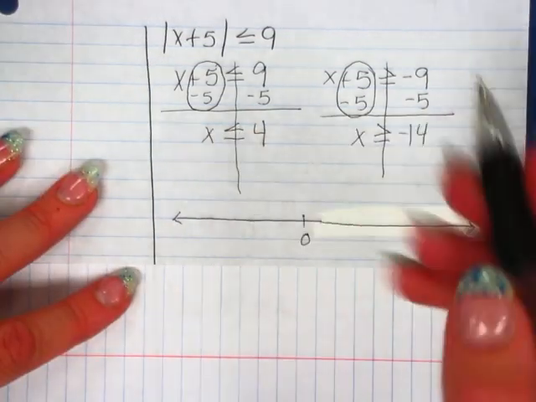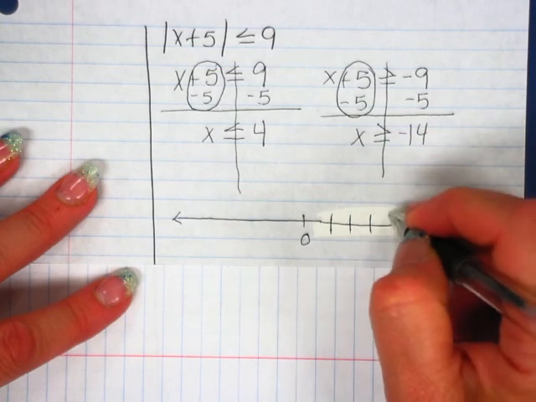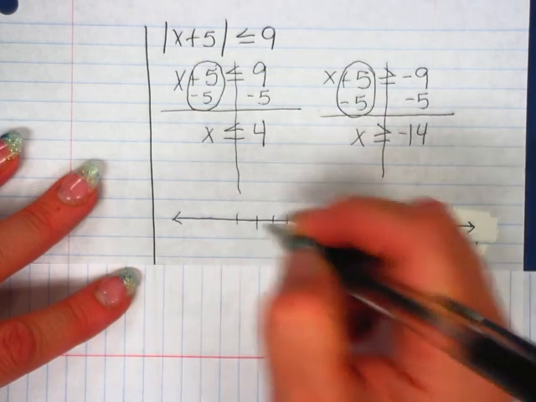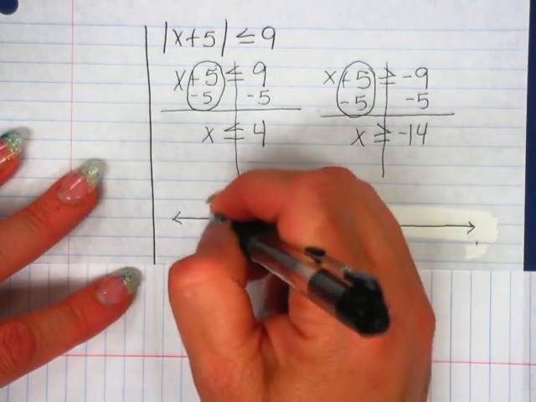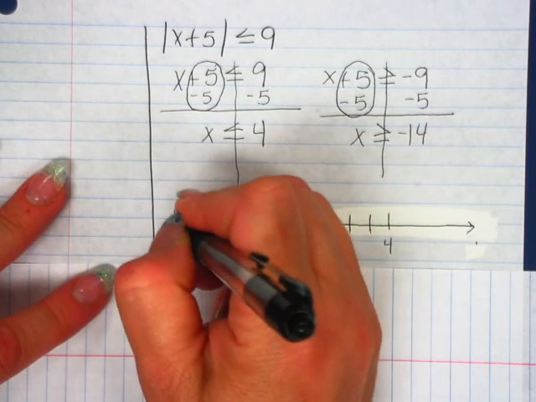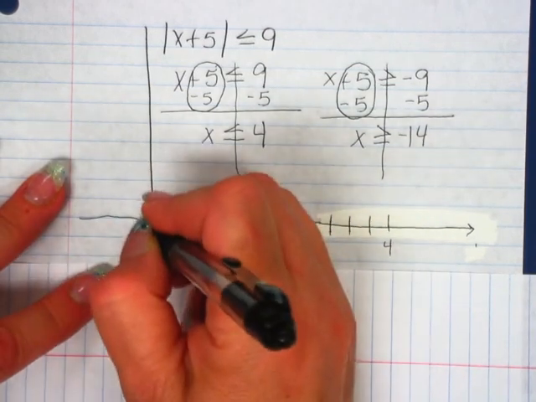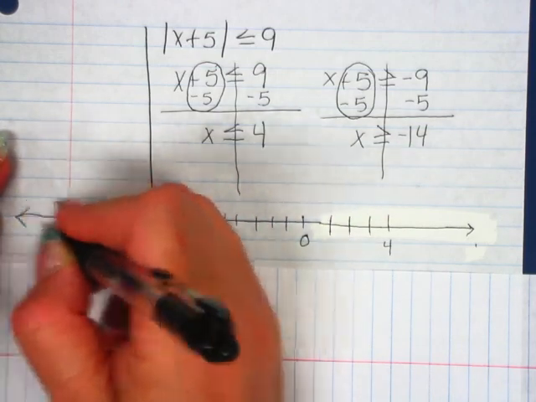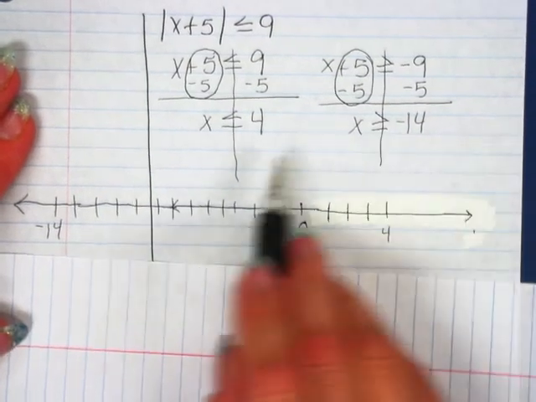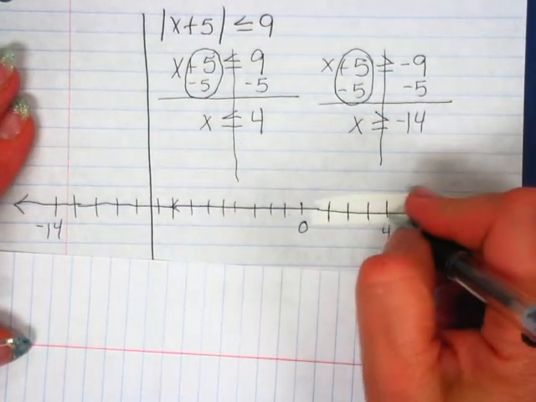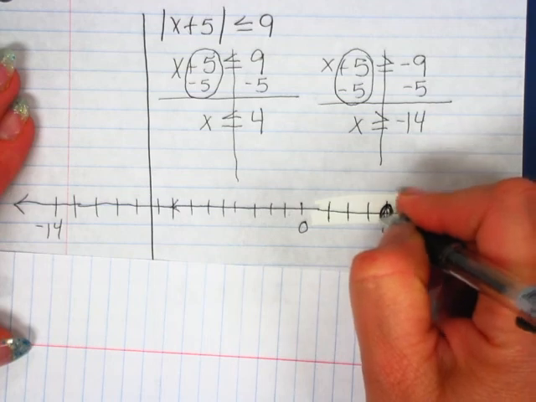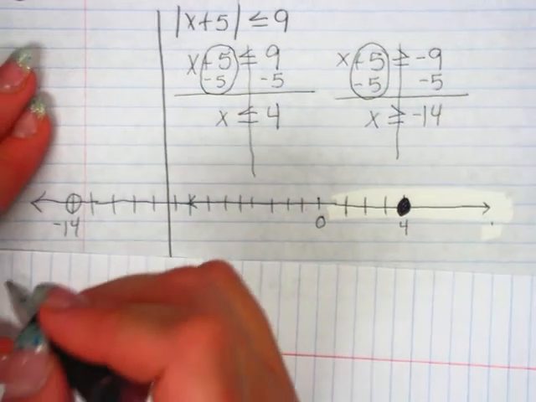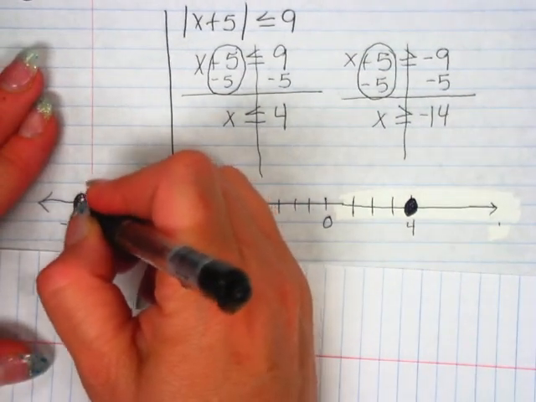all right, so x is less than 4, so that means I'm going 1, 2, 3, 4 over here. And then negative 14, which is going to kind of fit in here. 1, 2, 3, 4, 5, 6, 7, 8. And I'm going to have to extend my line out. 9, 10, 11, 12, 13, 14. So there's negative 14. So I know that x is less than or equal to 4. So that means we're looking at a closed circle because of the equal sign. Negative 14 is also a closed circle.